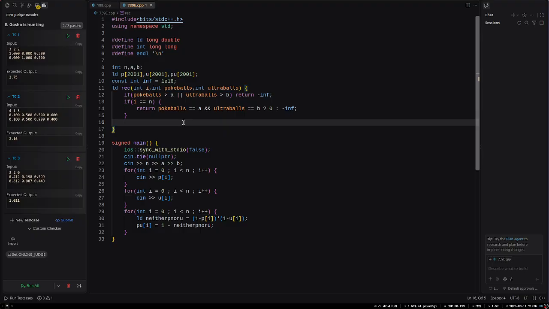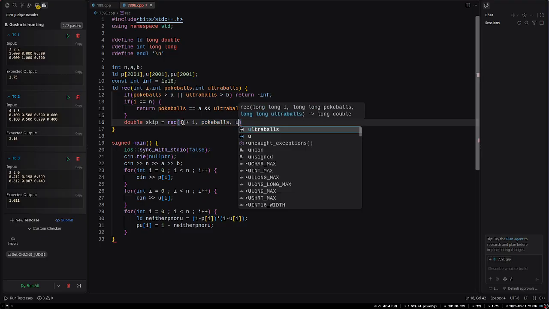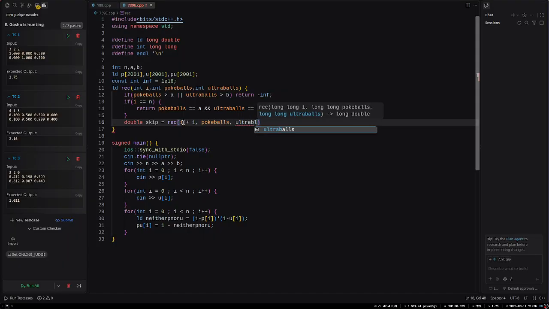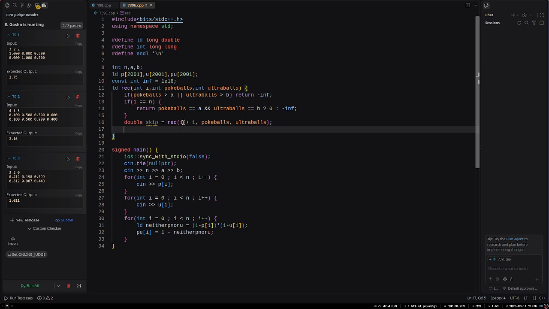What's the first obvious choice? Skip the current Pokemon. If you skip the current Pokemon, it would lead to recursion of I plus 1. And you are not throwing any Pokeballs on it, so the Pokeballs count won't change. You are not throwing any Ultra Balls on it, so the Ultra Balls count also won't change.